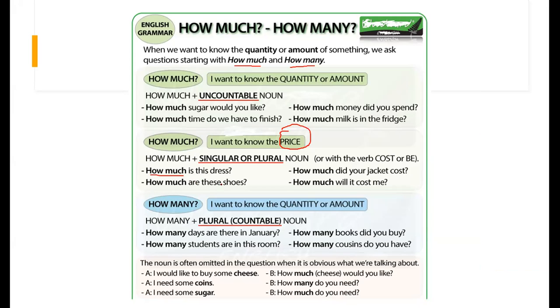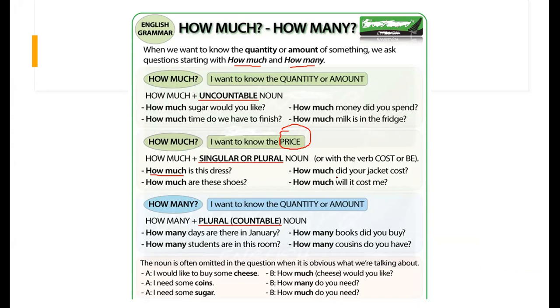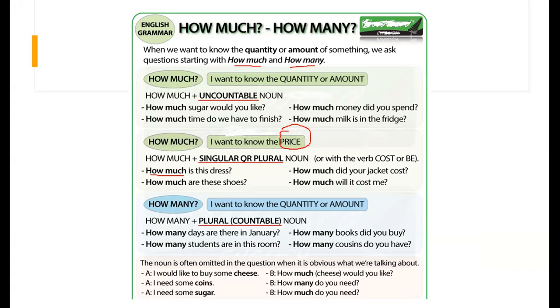So how much are these shoes, verdad? El par de zapatos. How much are these shoes? Or how much is the pair of shoes? And how much did your jacket cost? ¿Cuánto le costó la chaqueta? How much will it cost me? ¿Cuánto me va a costar, verdad? La gracia, el golpecito. So, etc., etc. If you talk about price, we use how much.